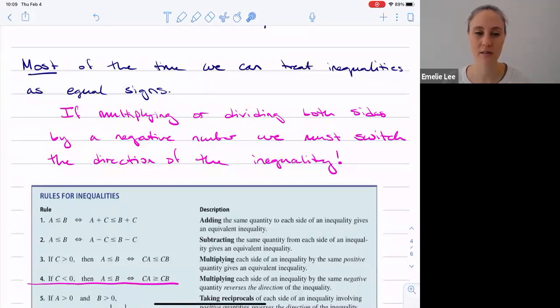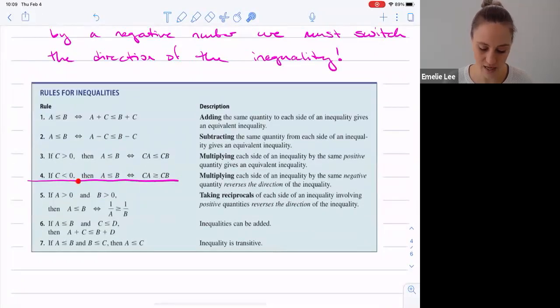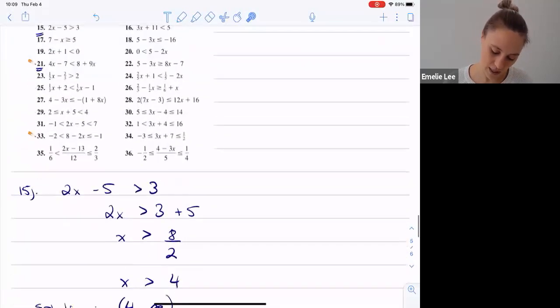Does that help? Awesome. And that same rule is summarized here in the handout, but let's go back here.